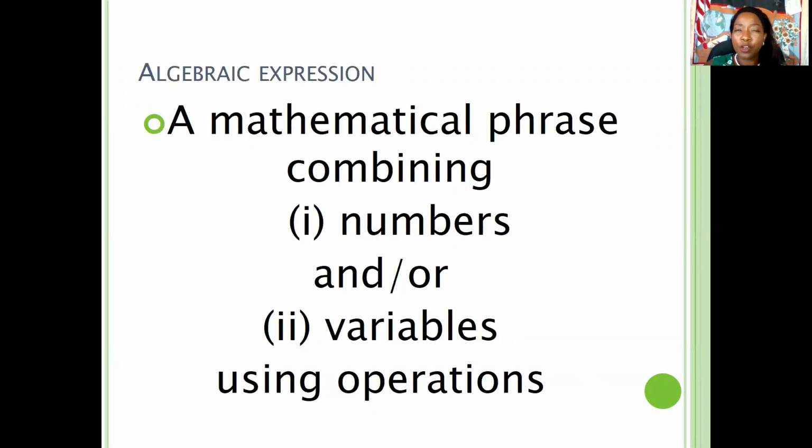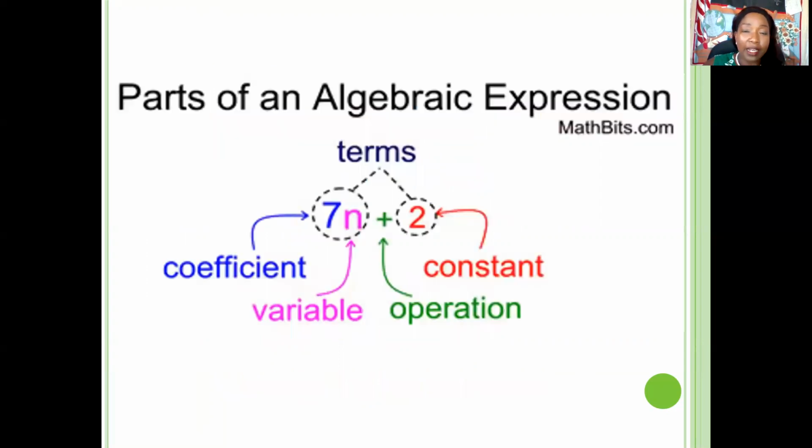Another terminology you will be hearing will be algebraic expression. An expression is a mathematical phrase combining numbers and or variables using operations. So let's see, it could be a number by itself, it could be a variable by itself, or it could be a combination of numbers and variables. What is important is that it cannot have an equal sign.